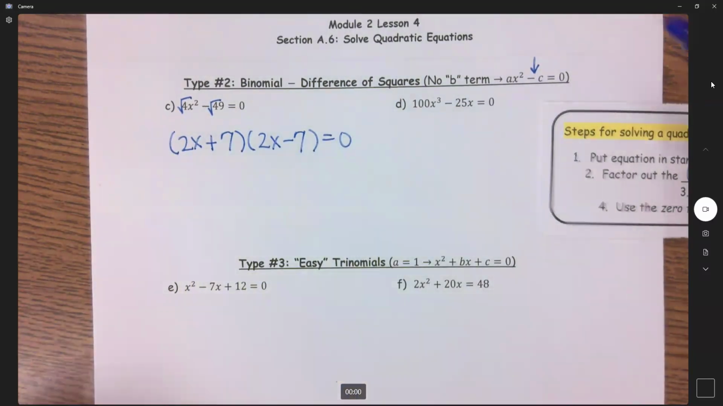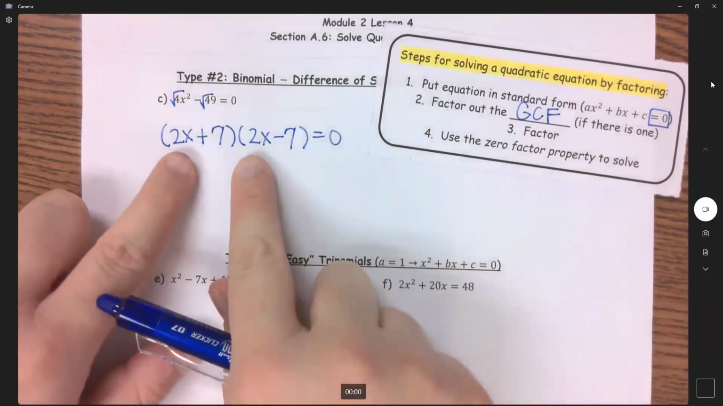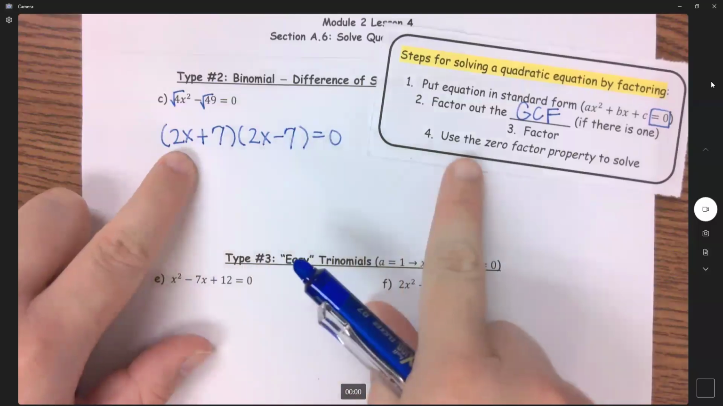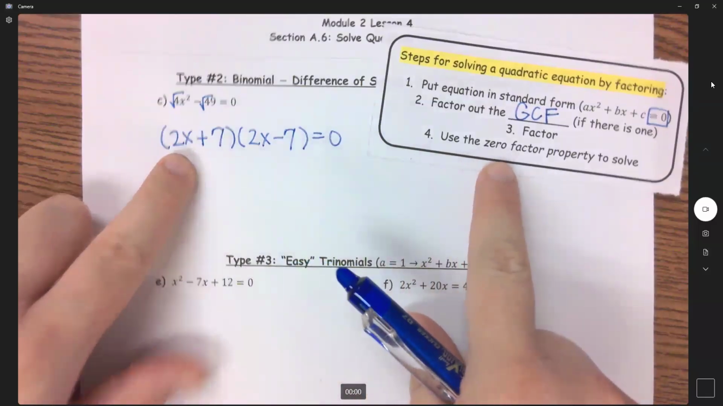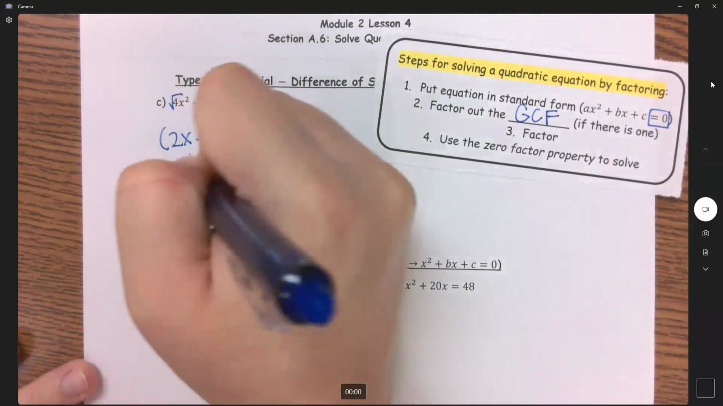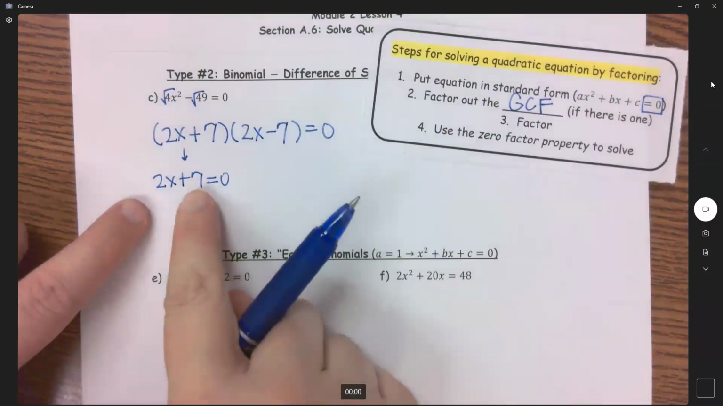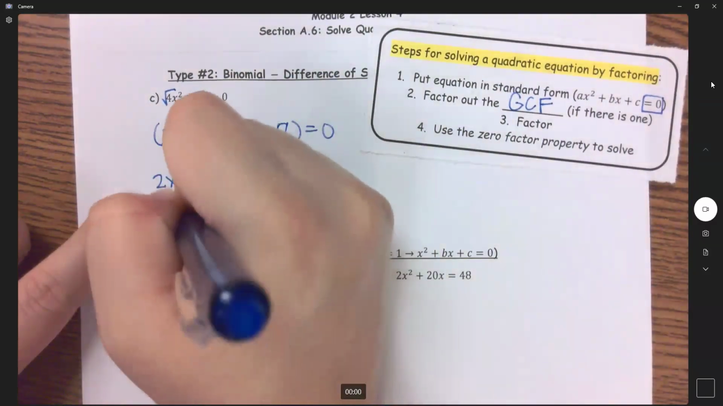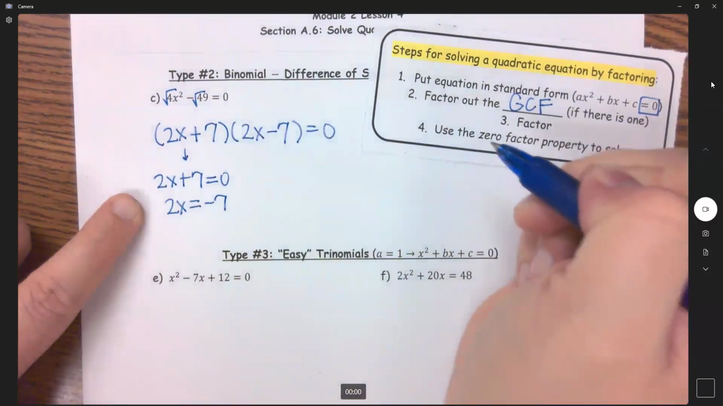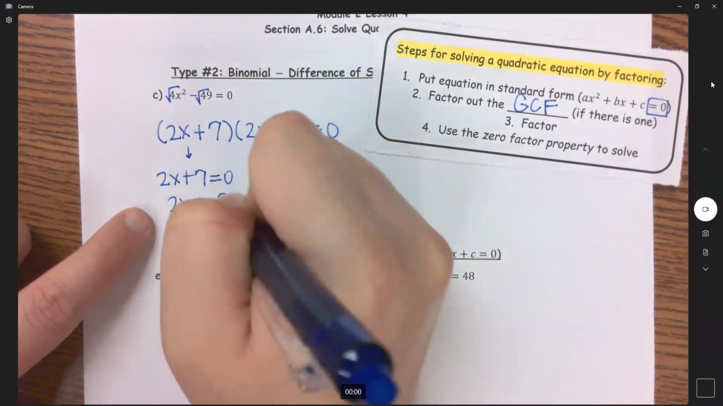So going back to my steps, we have now factored because everything just has an x. And so now use the zero factor property. I'm going to take each of these multiples and set them equal to 0 and solve them individually. So for my first one here, I'm going to subtract the 7 over and then divide by 2. So we get x equals negative 7 over 2.